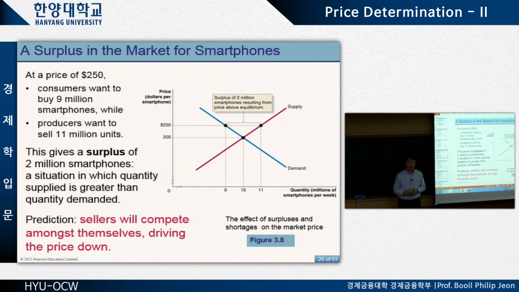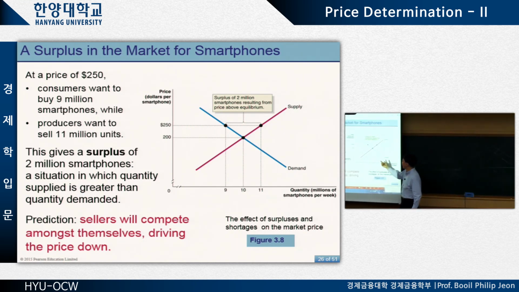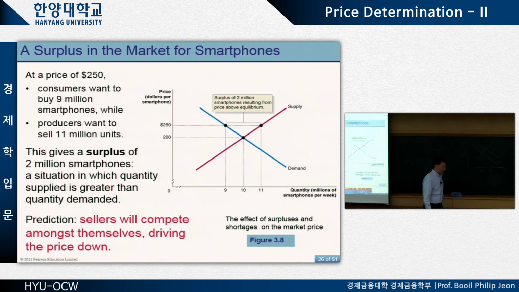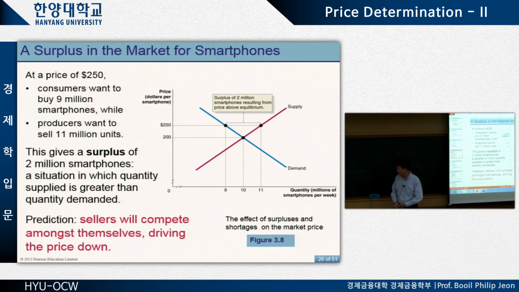Then the producers will have to adjust because many of their products are being unsold. So they will gradually lower the price, and that means they should reduce the quantity supplied. And eventually, when they come to the equilibrium, they'll have to stop. The market will stop. So that's the adjustment.